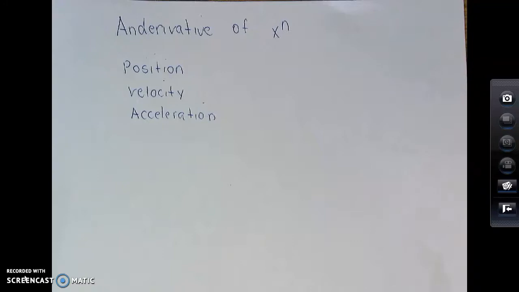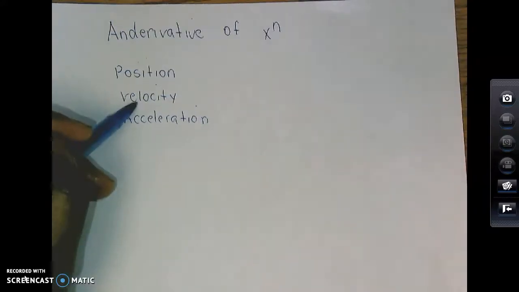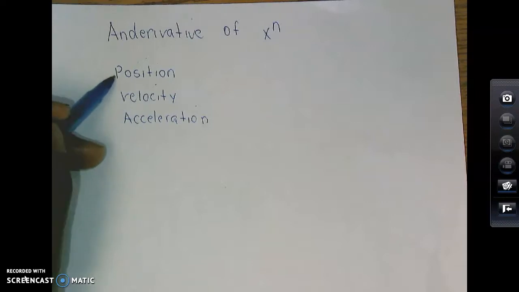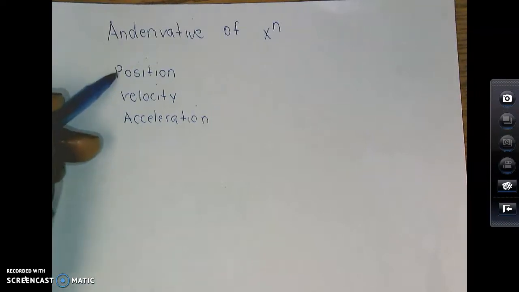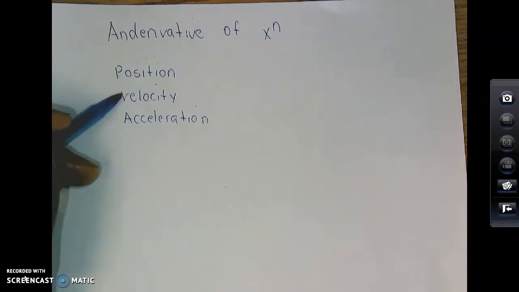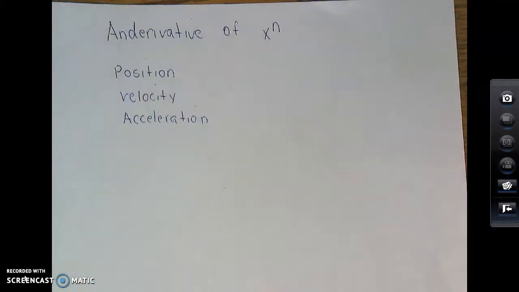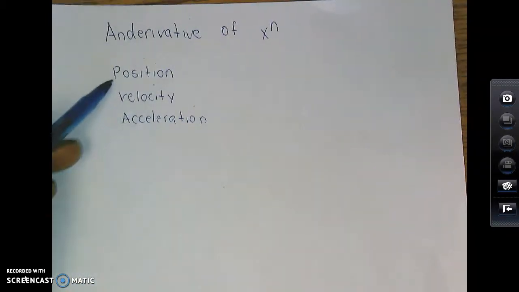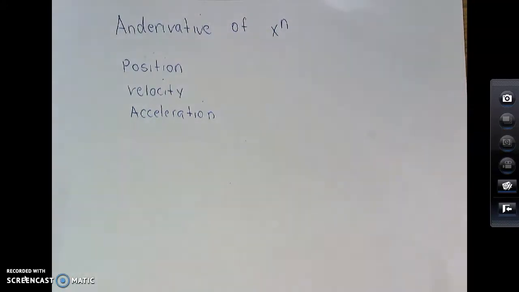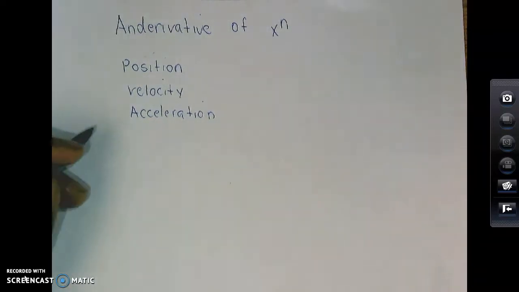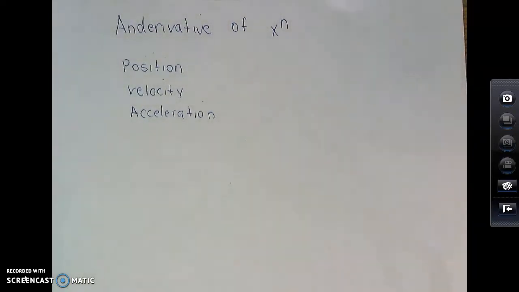We can do it. If I have velocity and I want to find the position function, well, since velocity is the derivative of position, if I want to undo the derivative and get back to position, guess what I do? I take the antiderivative. All right, now that we know how we can use this, let's find out how to take the antiderivative, because we can see how important it is now, right?